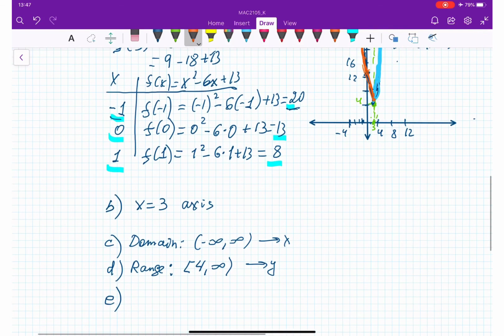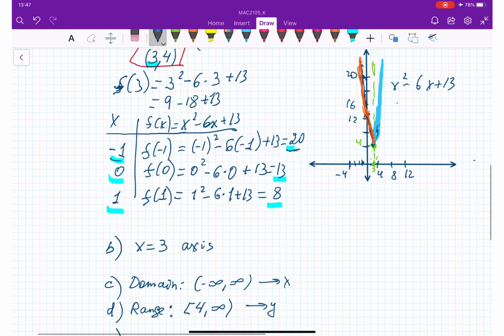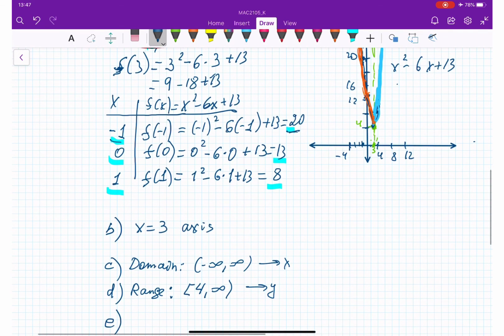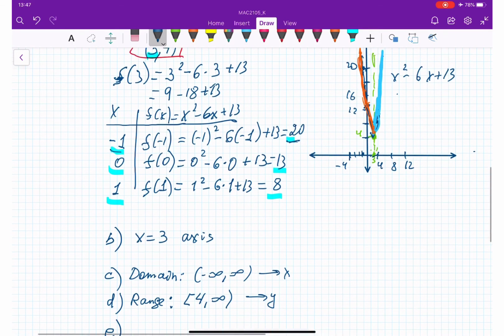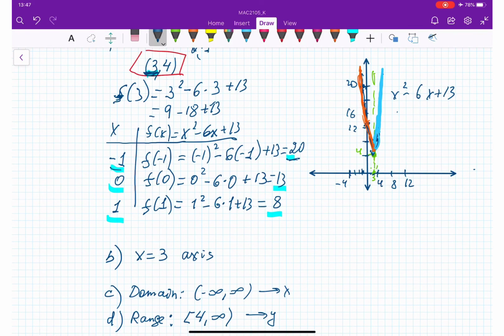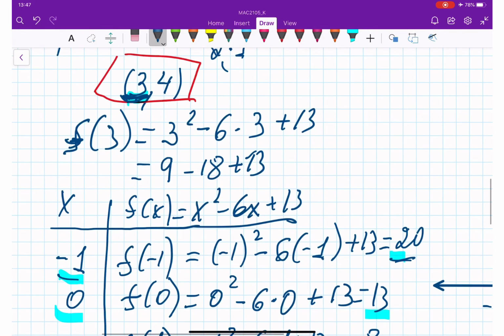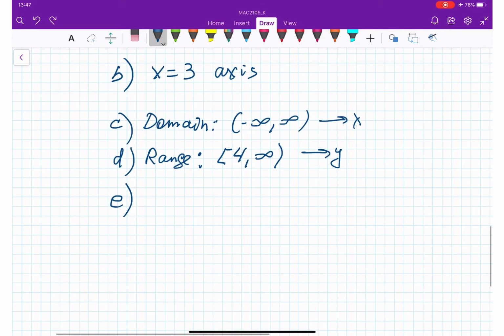That's a decreasing. So the interval for increase, it's gonna be from what point? What is our x for vertex for this point? Is 3, right? Here. It's all is going this 3. Okay? So it's going to be from 3, including 3, to positive infinity.